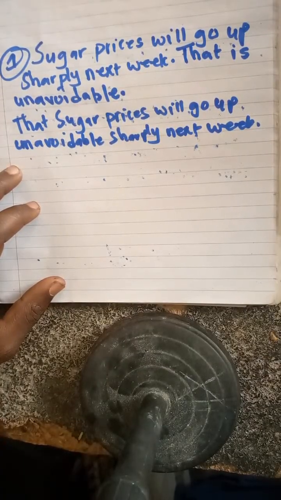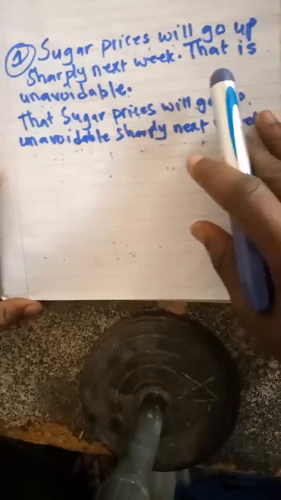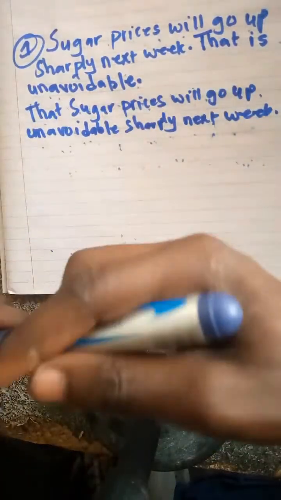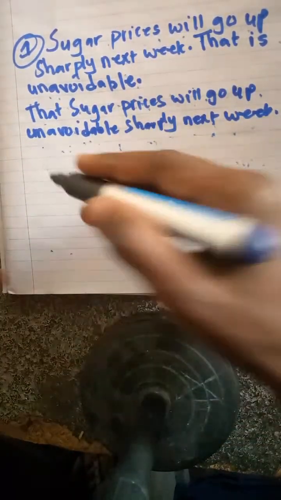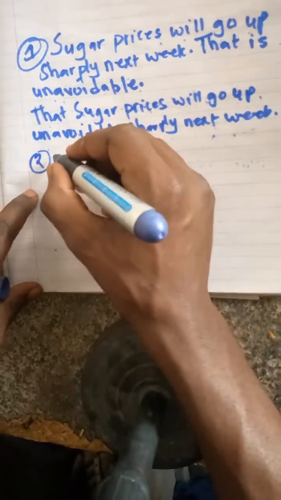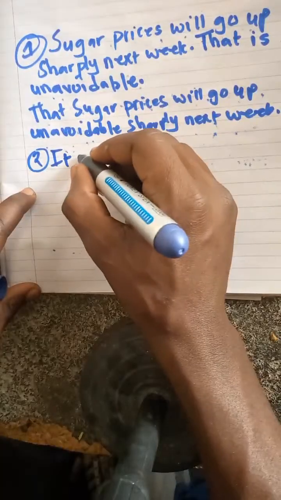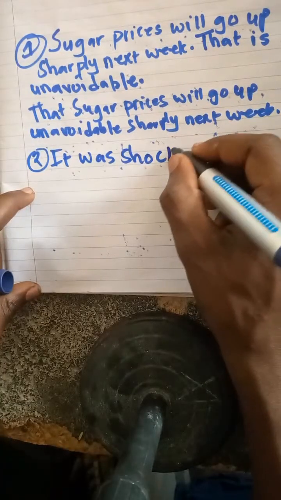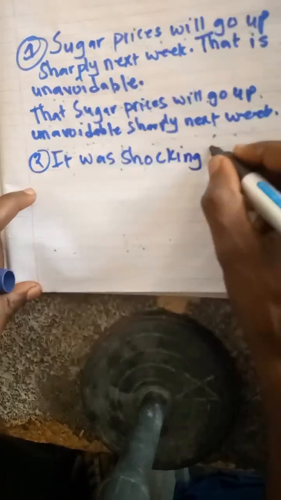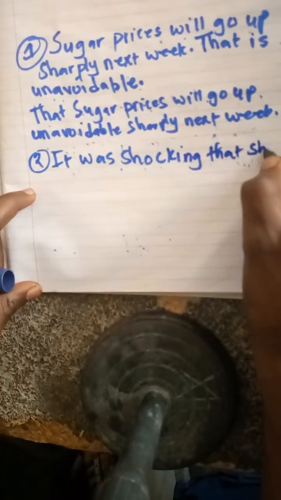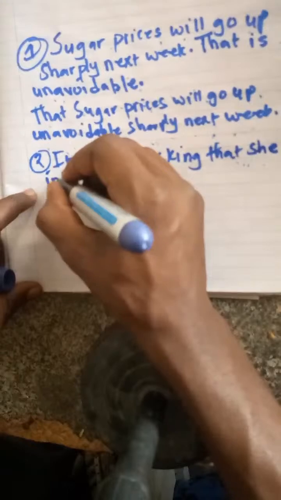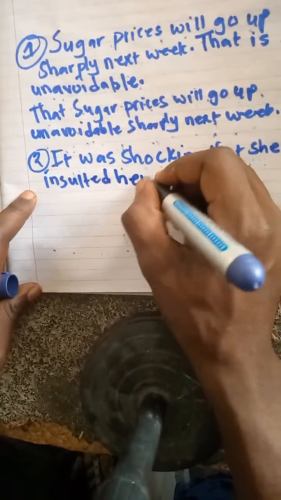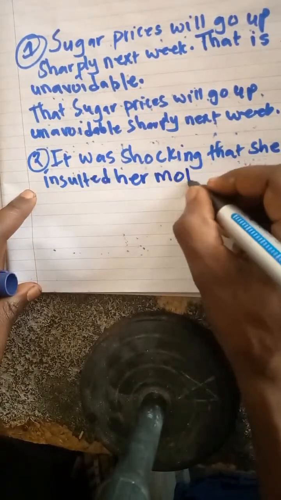So congrats, guys. So Kenneth and Selina, congratulations. Then now lastly, it reads number 2. It was so shocking. It was so shocking that she insulted her mother.